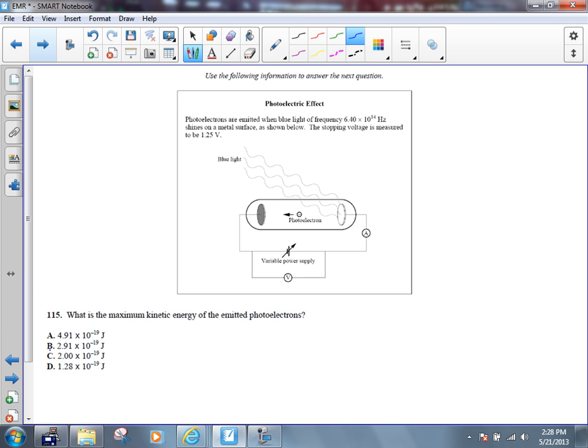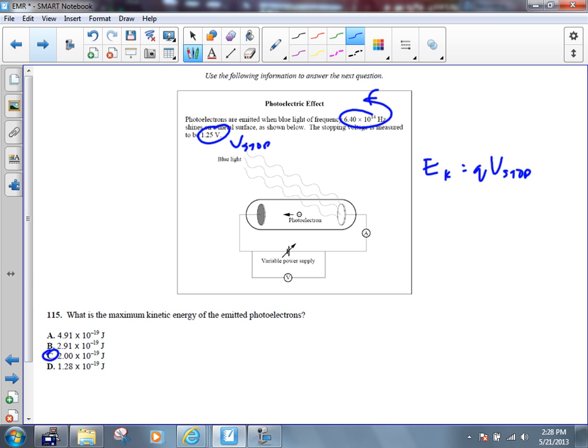Let's take a peek at it. What's the maximum kinetic energy of the emitted photoelectrons? Here we've got a frequency. Here we've got a stopping potential. We want to find the kinetic energy. The easiest way to do that is to say Ek is equal to qV stop. Kinetic energy is also equal to one half mv squared, but we don't know what the speed is, so let's just use the qV stop equation. We multiply those two numbers together. We do, in fact, end up getting C, 2.00 times 10 to the minus 19.